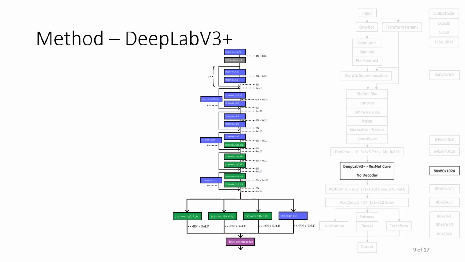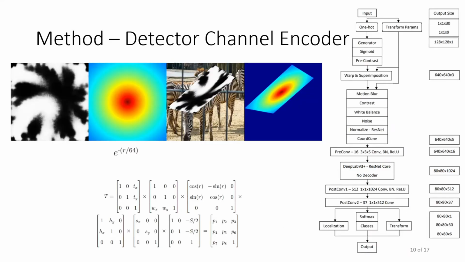To detect the superimposed and augmented marker, DeepLab v3+ with the ResNet 18 is used as it is a fast and accurate multi-scale segmentation architecture due to its use of atrous spatial pyramid pooling. We removed the decoder from the network as we did not require the upsampling traditionally used in segmentation for our application. The detector reduces the feature vector to size 80 by 80 by 37 and outputs three main predictions for every grid cell. The first channel is the localization prediction, the next 30 channels correspond to classification, and the last 6 correspond to the transformation.